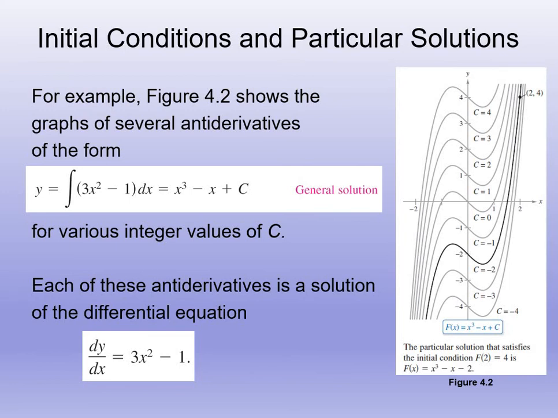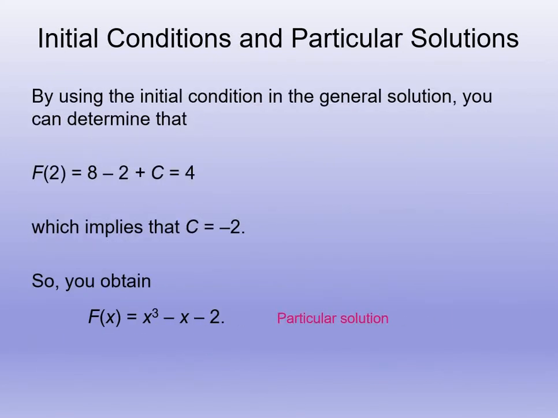Sorry, going through slides here. We integrated 3x squared minus 1, so you can check yourself and see that you did get the right thing. Be able to go back and forth between the general solution, the particular solution, and the derivative of the function to check yourself. All right, so let's take a look at one more example.